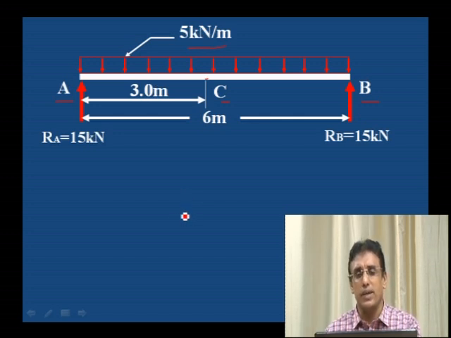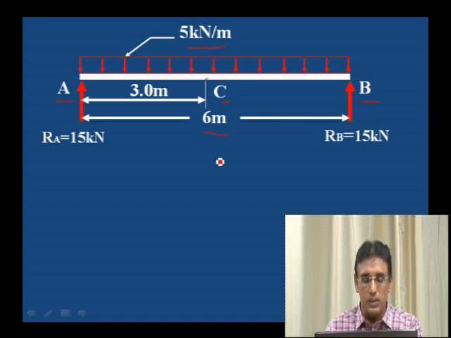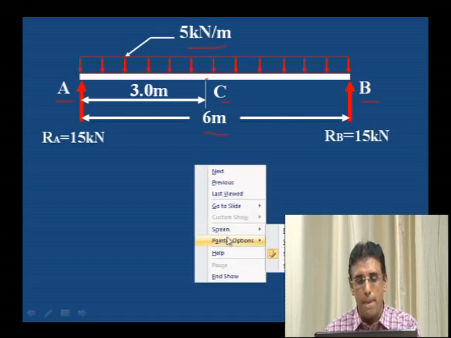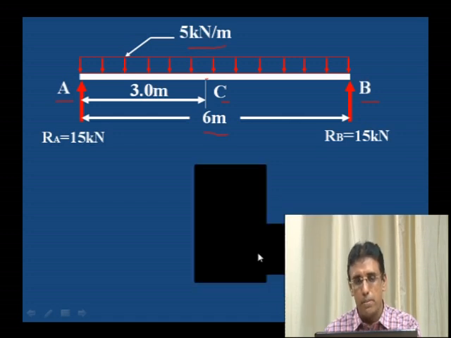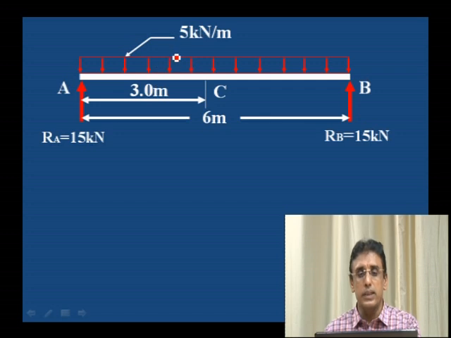I have given the cases in the first session. Maximum bending moment is equal to WL square by 8, and maximum shear force is WL by 2, and maximum bending moment occurs at the center. But we will solve this problem step by step. This is the load, 5 kilonewton per meter. It is acting throughout its length. That means it is completely loaded.